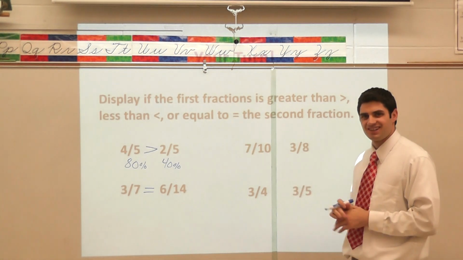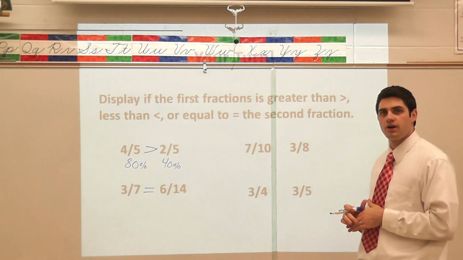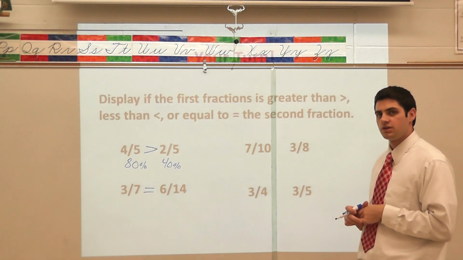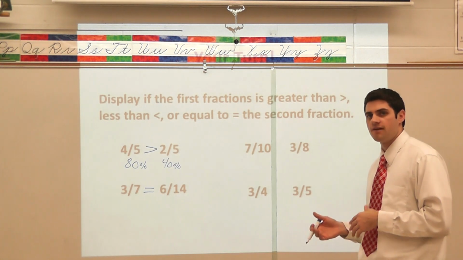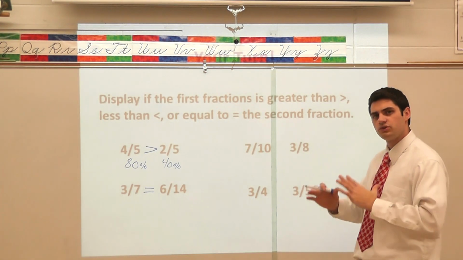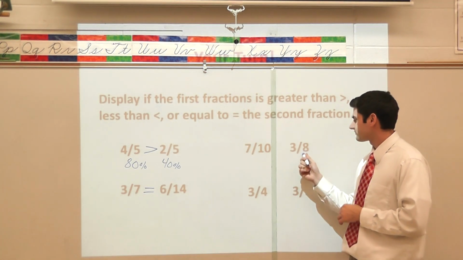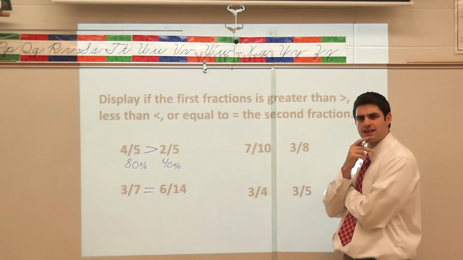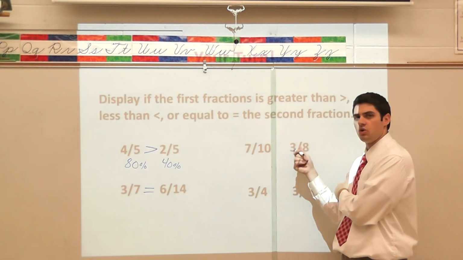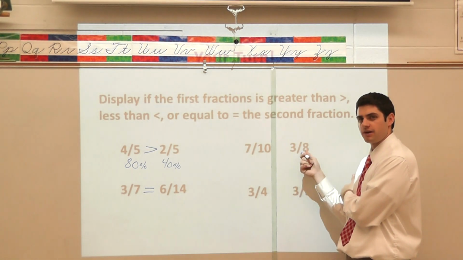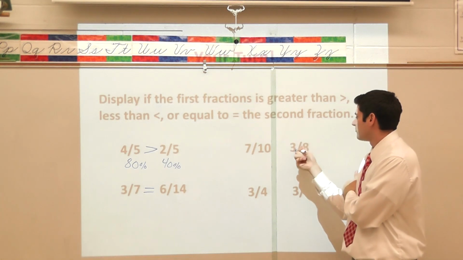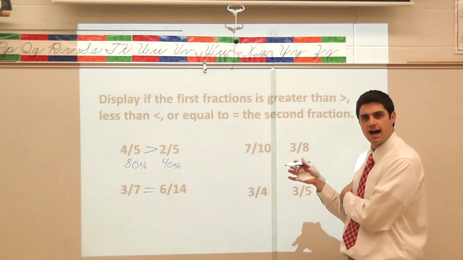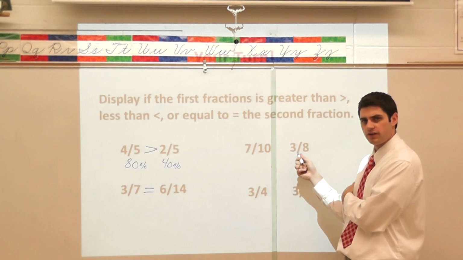7/10 and 3/8. This is a little more challenging, but I mentioned the benchmarks, like 0, a half, a whole, to see if we can use those to help us. Well, 3/8 I might not know off the top of my head. But I do know that 4/8 is a half, right? I know you know that too. But 3/8 means it's a little bit less than half. Okay, so I've got this one kind of figured out.